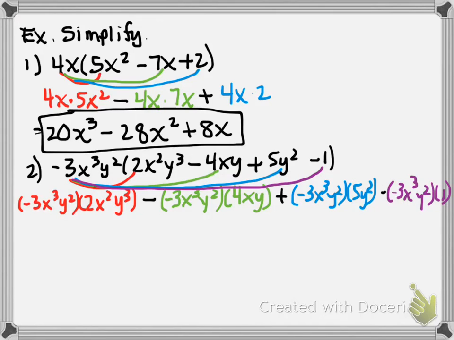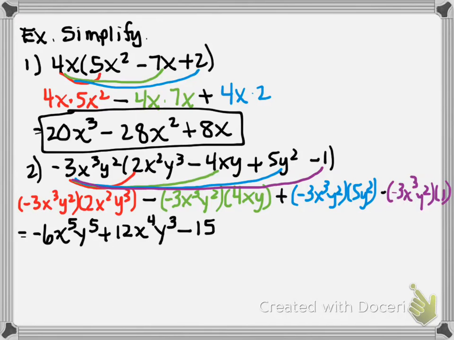So negative 3 times 2 is negative 6. X cubed times x squared, 3 plus 2 is 5. Y squared times y cubed, 2 plus 3 is 5. And then I have a negative and a negative, so two negatives make a positive. 3 times 4 is 12. X cubed times x gives me x to the 4th. Y squared times y gives me y cubed. I have one negative, which makes a negative. 3 times 5 is 15.